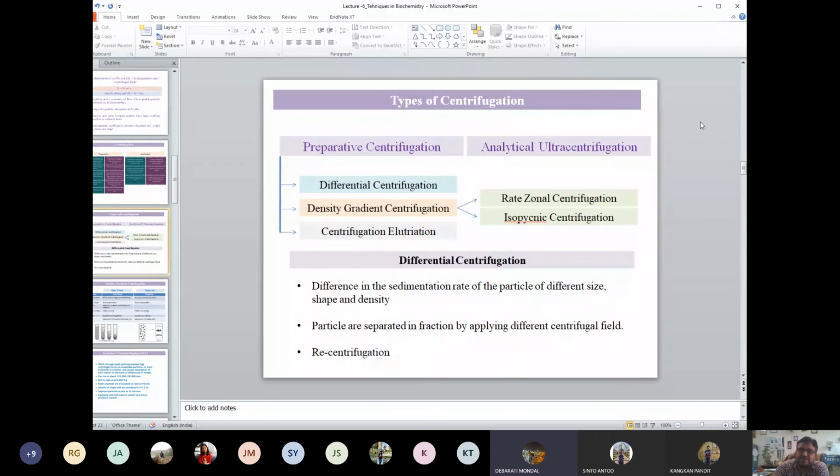One is rate zonal centrifugation, basically a time dependent centrifugation, and you can... Excuse me, sir. Yes. Your voice is breaking, sir.